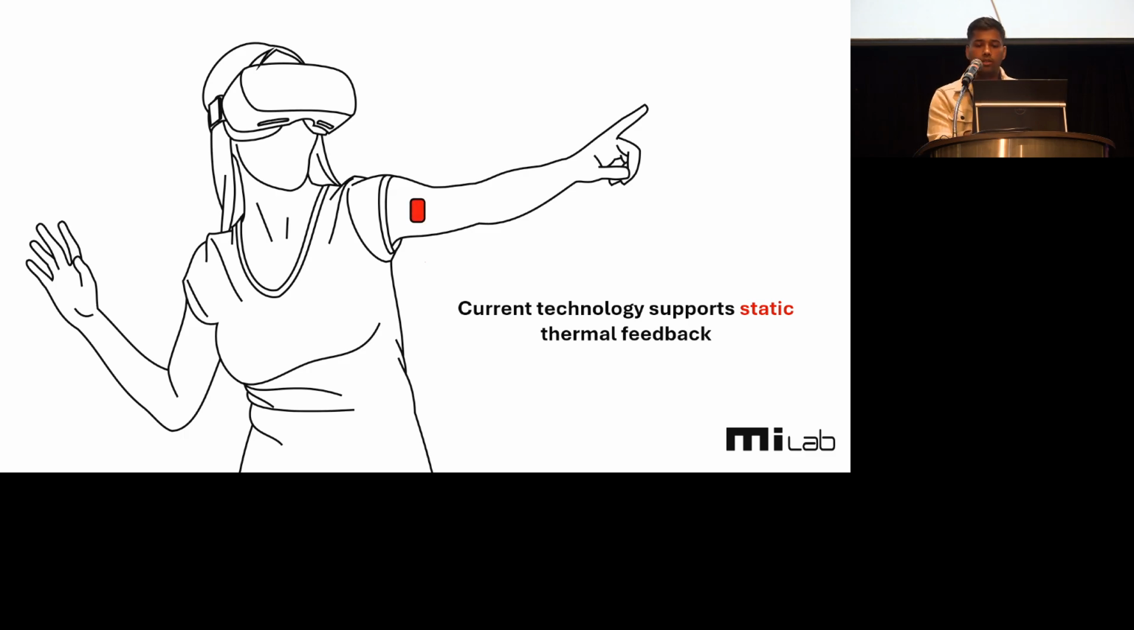One of the key challenges with current thermal feedback systems in VR is that they are static. This static nature limits the richness of virtual interactions, preventing users from experiencing the natural and dynamic way temperature behaves in the real world.